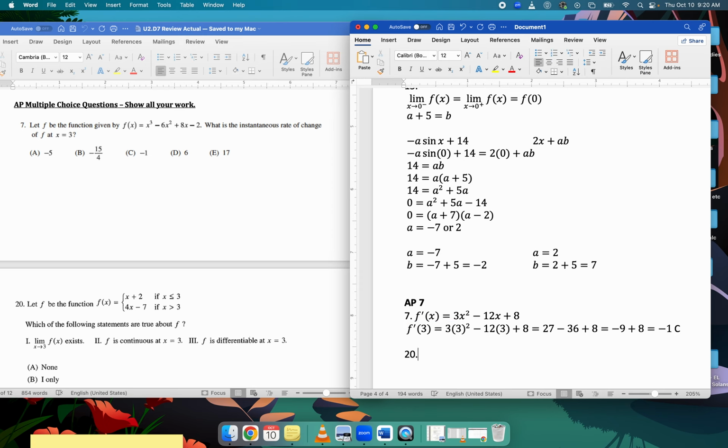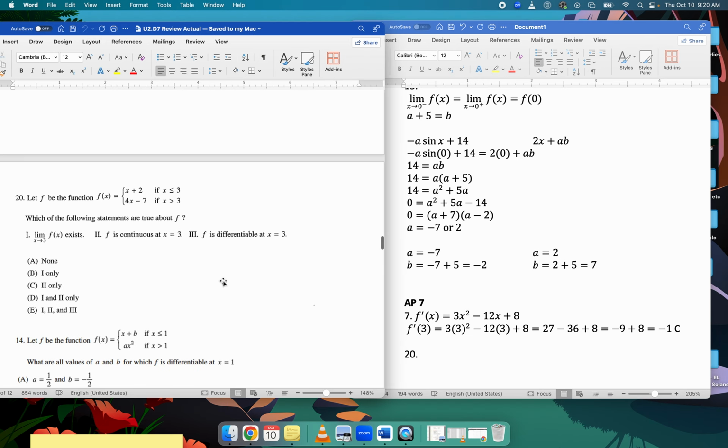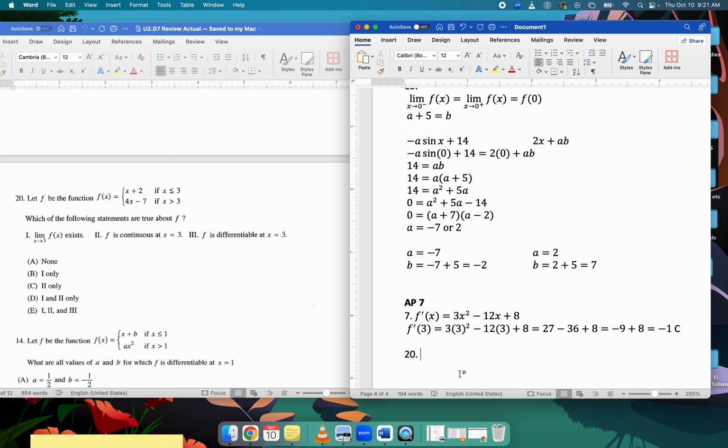Which of the following of these things is true about f? Does the two-sided limit exist? Well, let me think. If I approach from the left, I'm going to get 3 plus 2, which is 5. If I approach from the right, I'm going to get 3 times 4, which is 12, minus 7, which is also 5. So 1 is true because you get the same thing from both sides.